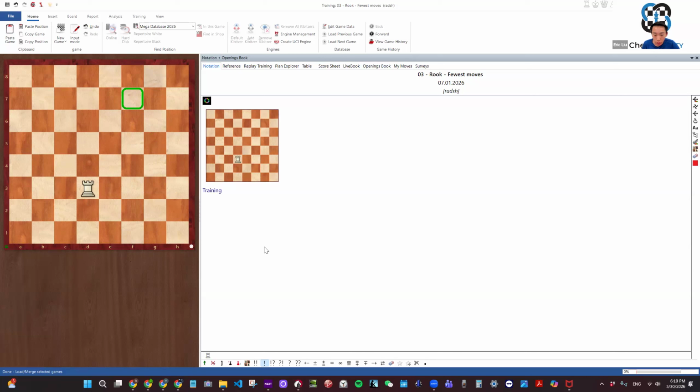Here's the bonus question. Find a way for the rook to get from d3 to f7 in 2 moves. So you have to use chess notation. Where does the rook move first? And then where does the rook move next?